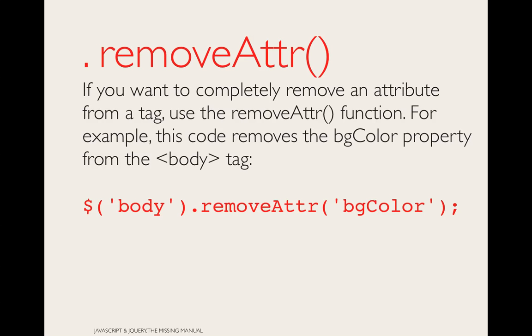If you can change and add attributes, of course you can remove them. So we have a remove attribute method. Notice the A is capitalized. Watch your capitalization because JavaScript is case sensitive. And in this example, we're taking the background color attribute and we're removing it from the body tag.